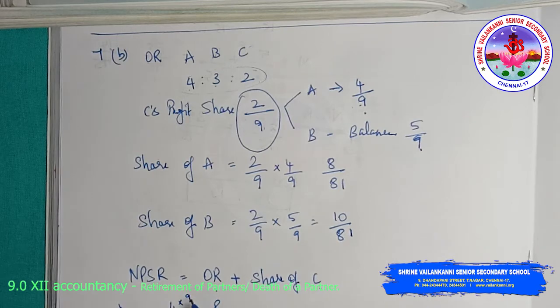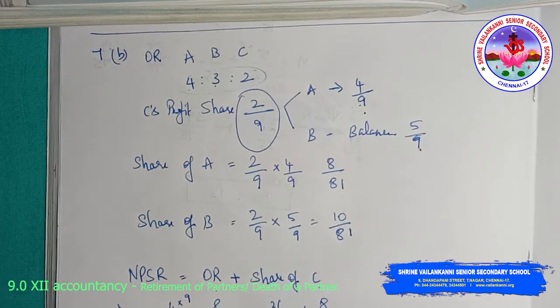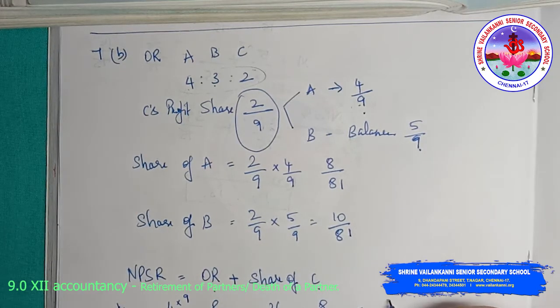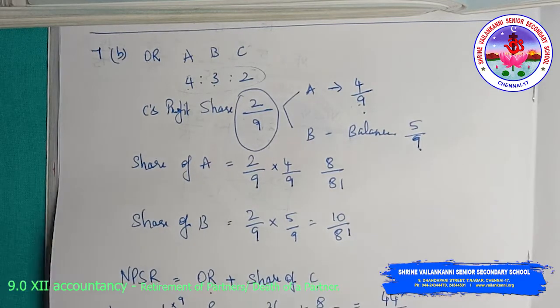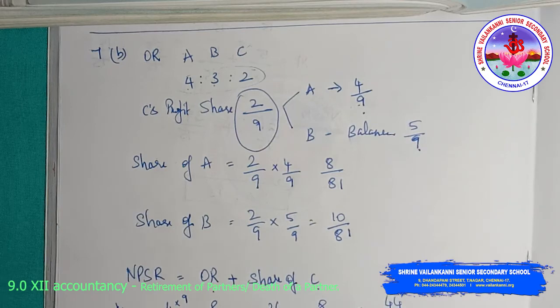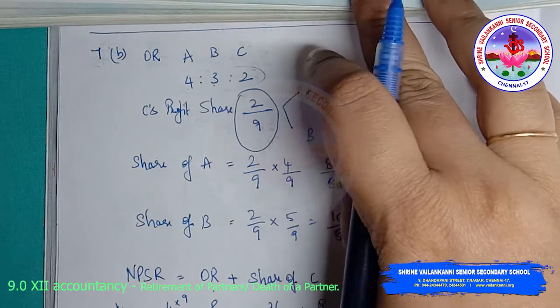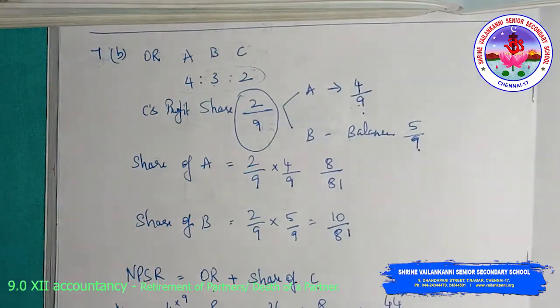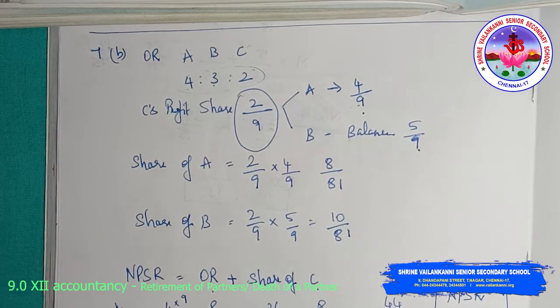I have to multiply this with 9 so that my denominators are equal. So 4 9s are 36 divided by 81 plus 8 by 81. Similarly, multiply this with 9: 9 3s are 27 by 81 plus 10 by 81. So it turns out to be 44 by 81 and 37 by 81. So the new profit sharing ratio among the partners is 44 is to 37.